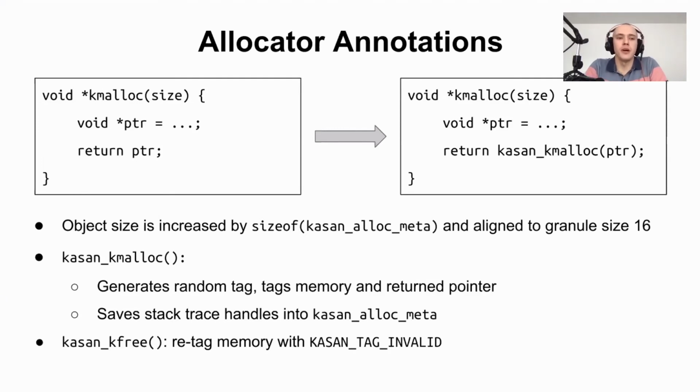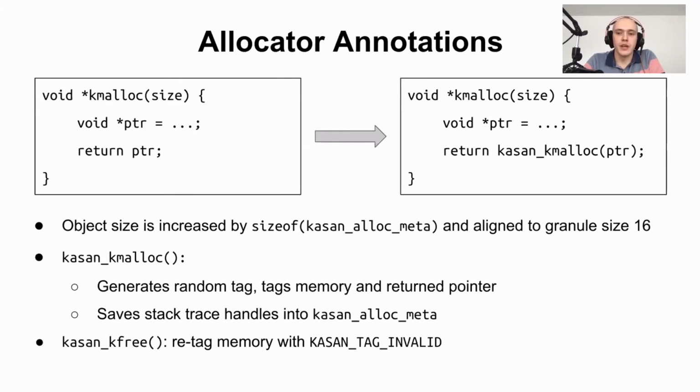So let's say we have a kmalloc. Kmalloc is a kernel function that allocates memory, one of them at least. And by default, it just returns a pointer. With tag-based KASAN, we actually have a call around the return pointer, which is called here KASAN kmalloc. That call is going to generate a random tag. It's going to tag the memory by setting the shadow memory. It's going to embed the generated tag into the top byte of the return pointer and return it. It also, of course, does other bookkeeping like saving stack trace handles into the metadata.